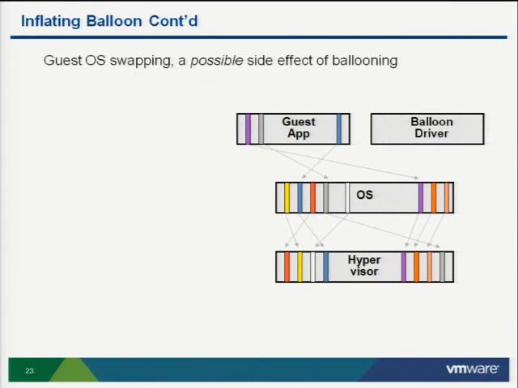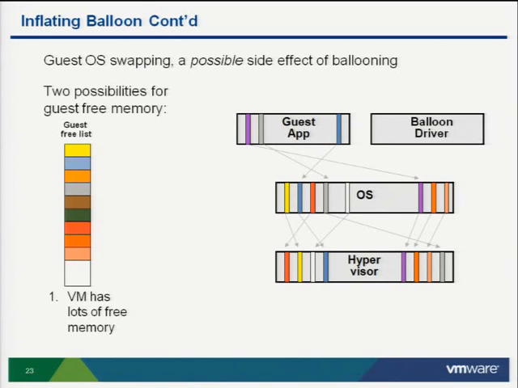Now, the other thing I wanted to touch upon is that a lot of people have this connection between ballooning and guest OS swapping. I want to say that they're not necessarily directly connected. Guest OS swapping is definitely a possible side effect, but not a necessary side effect. Let's see why. We basically have two possibilities. We have the guest free list, and it has tons of free memory. The balloon driver allocates some of it, and the guest OS is like, no problem, I've got plenty of free memory. Everyone's good, no need to reclaim anything. So no swapping necessary inside the guest.